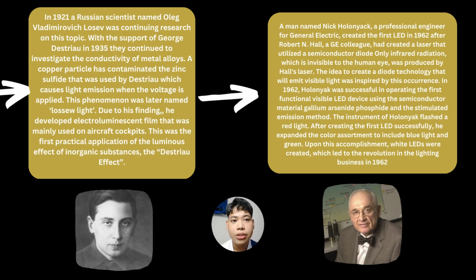In 1962, Holonyak was successful in operating the first functional visible LED device using the semiconductor material gallium arsenide phosphide and the stimulated emission method. The instrument of Holonyak flashed a red light. After creating the first LED successfully, he expanded the color assortment to include blue light and green. Upon the accomplishment, white LEDs were created, which led to the revolution in the lighting business.